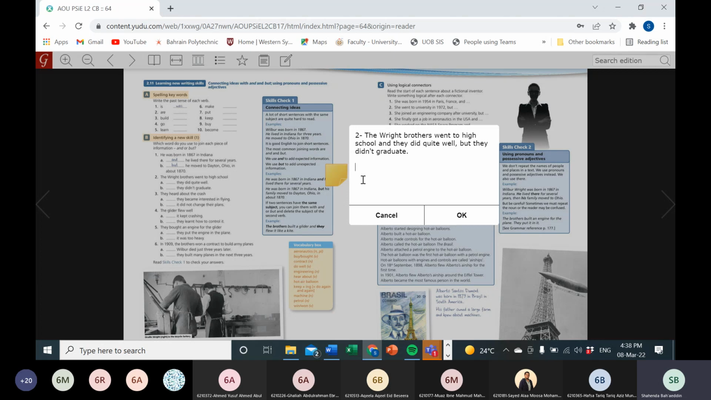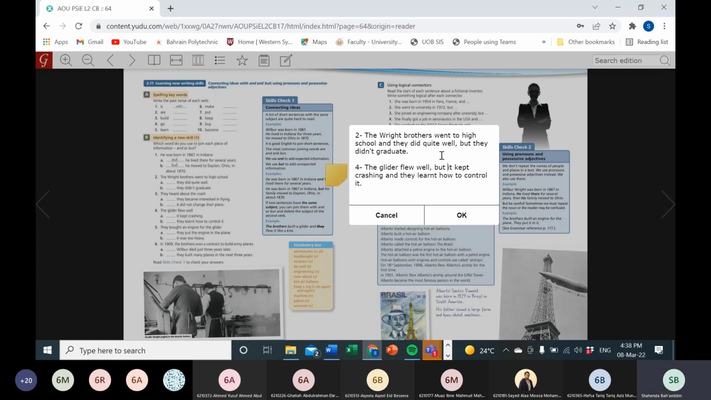Let us take another one. Number 4. The glider flew well, comma, but it kept crashing and they learned how to control it. Look at the commas. Before and, no comma. But before but, there has to be a comma. Okay?